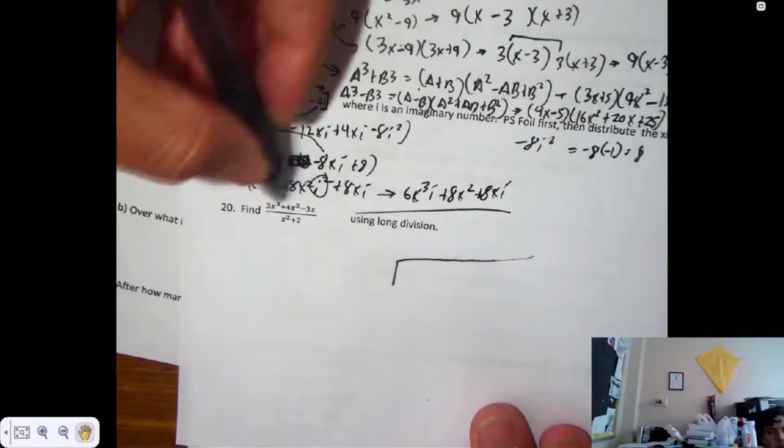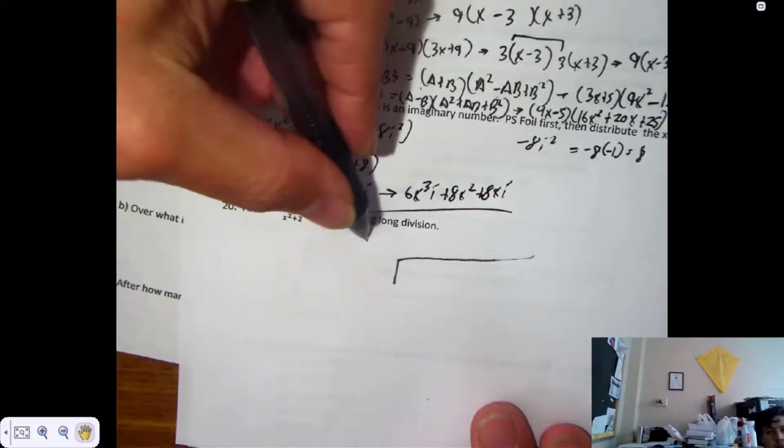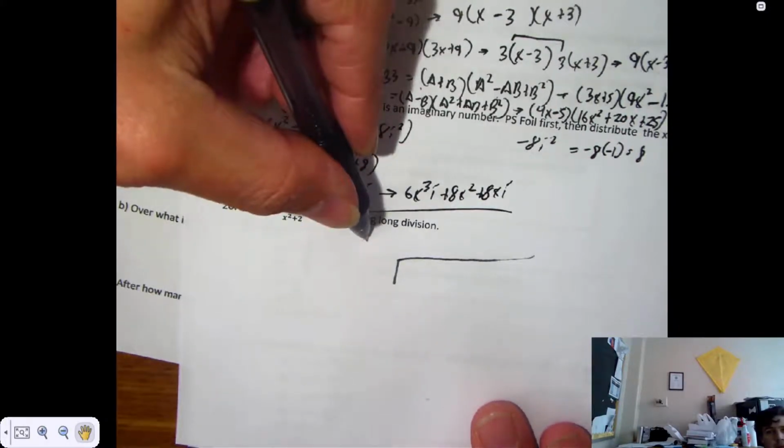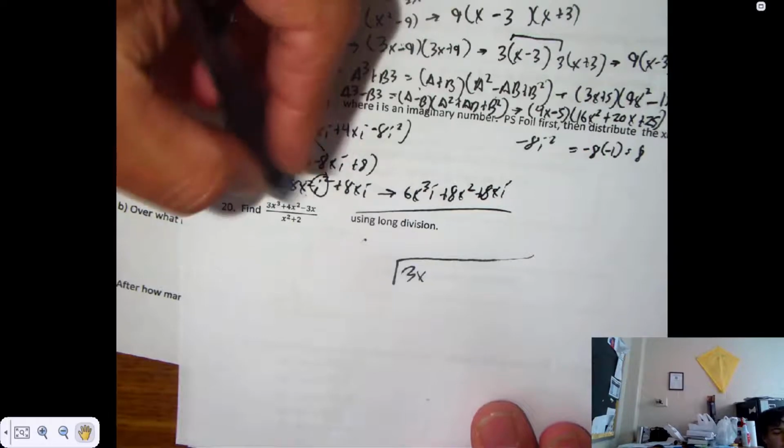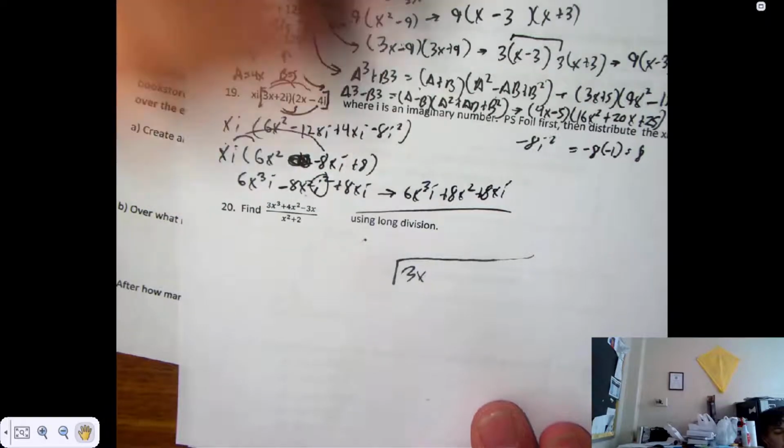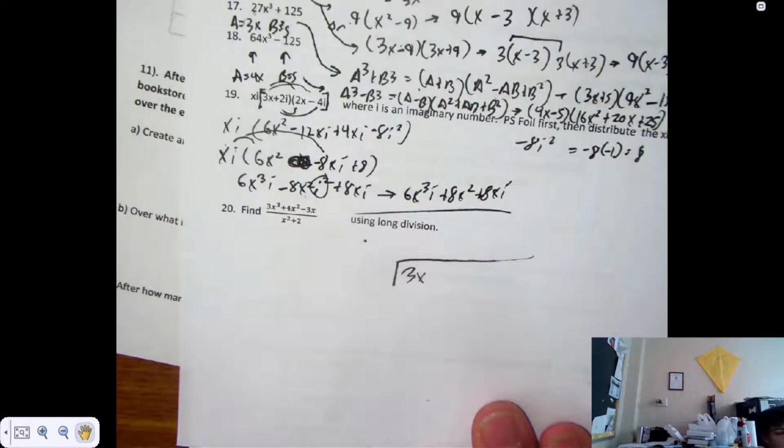Of course, you guys should know how it gets set up. And you have to do it with long division. I mean, there will be a place on your answer document for me to see it. But the inside gets loaded with the dividend, 3x cubed plus 4x squared minus 3x.